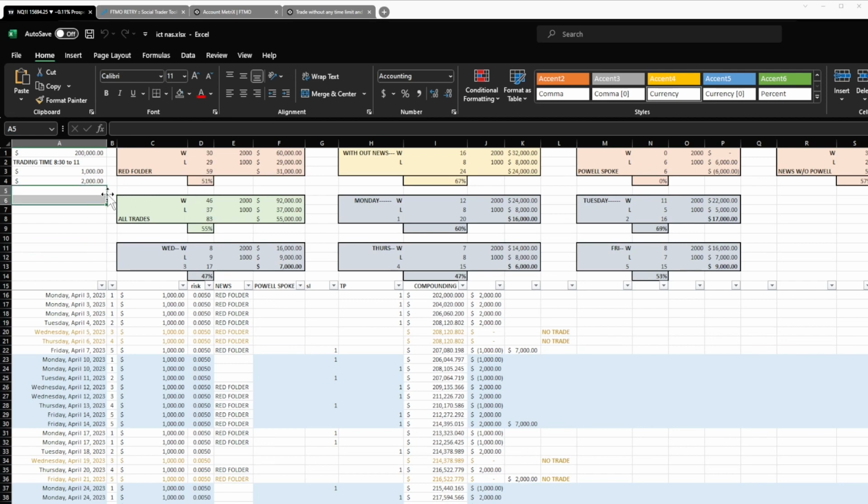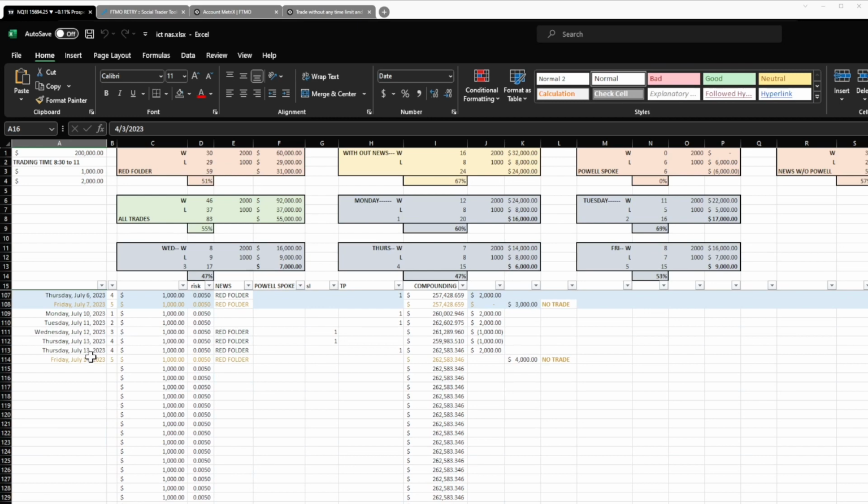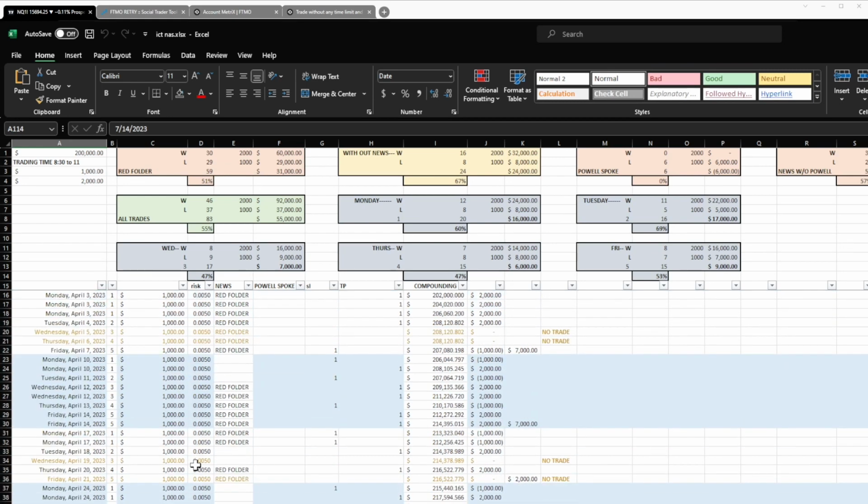This green box is all the trades. So if I took every single one of these trades from April 3rd all the way to July 14th, I would have a 55% win rate. It would be a total of 83 trades, 46 wins, 37 losses.